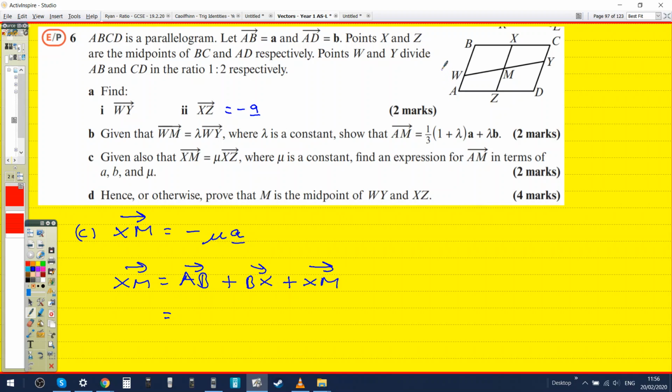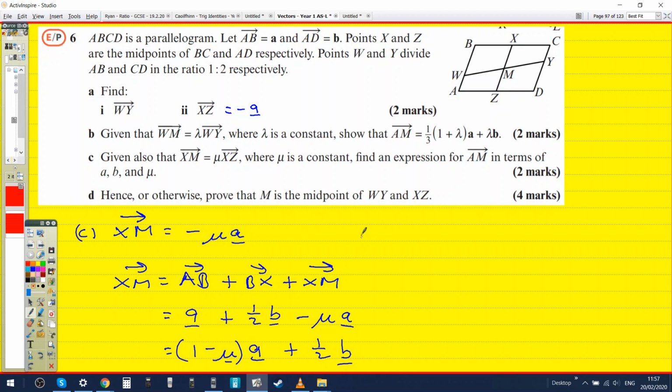So what is A to B? Just A, I think. B to X is a half B. And we said that X to M was minus mu A. If that was some vector A, what would be the coefficient for A? That'd be 1 minus mu. So it's basically 1 minus whatever mu is A plus a half B. This one back here, they gave us that one up here.